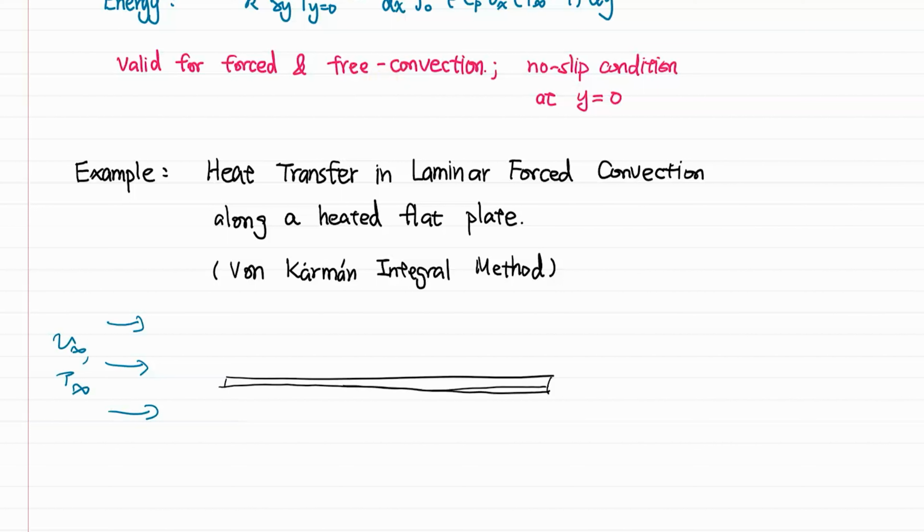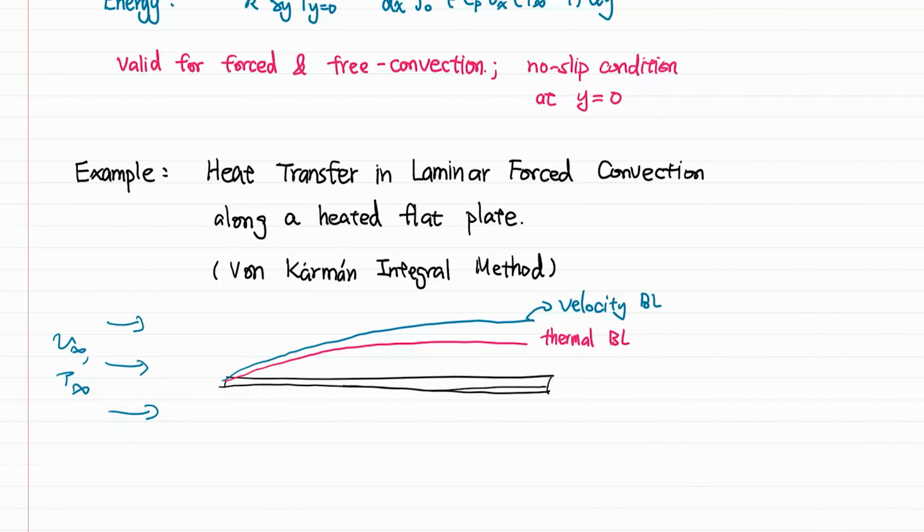As the fluid touches the front end of the plate, a boundary layer starts to develop. We have two kinds of boundary layers now: the velocity boundary layer and a thermal boundary layer. The blue refers to the velocity boundary layer, and the red refers to the thermal boundary layer, for instance. The plate is maintained at a temperature of T0.